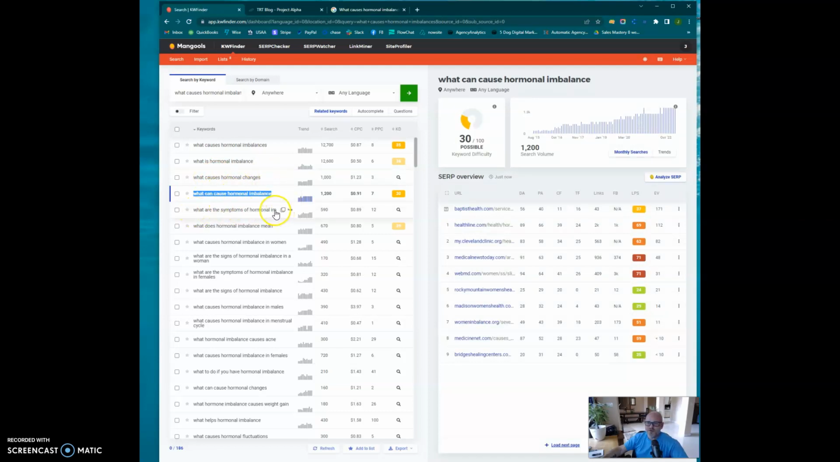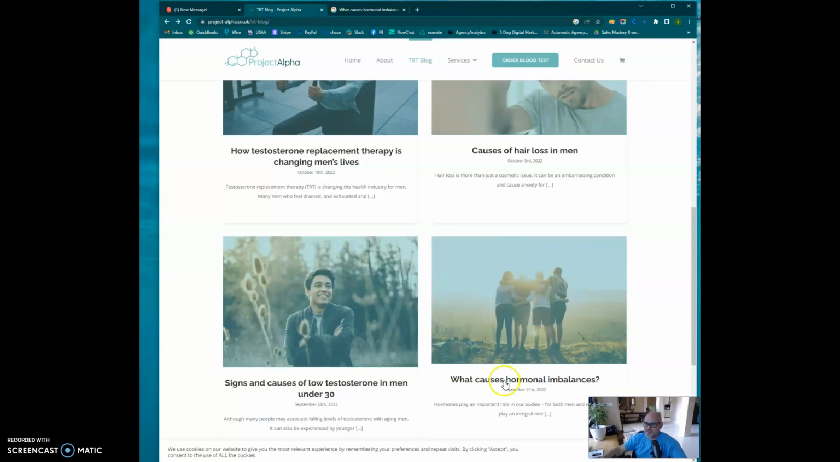What are the symptoms of hormone imbalance? What does hormone imbalance mean? There's several questions in here, and you really want to find the ones with the good search volume, low keyword difficulty. That's how you really leverage long tail keyword research. And then once you get all of these keywords together and you have kind of a structure of how you want to put this blog together, writing the copy just becomes easy at that point.